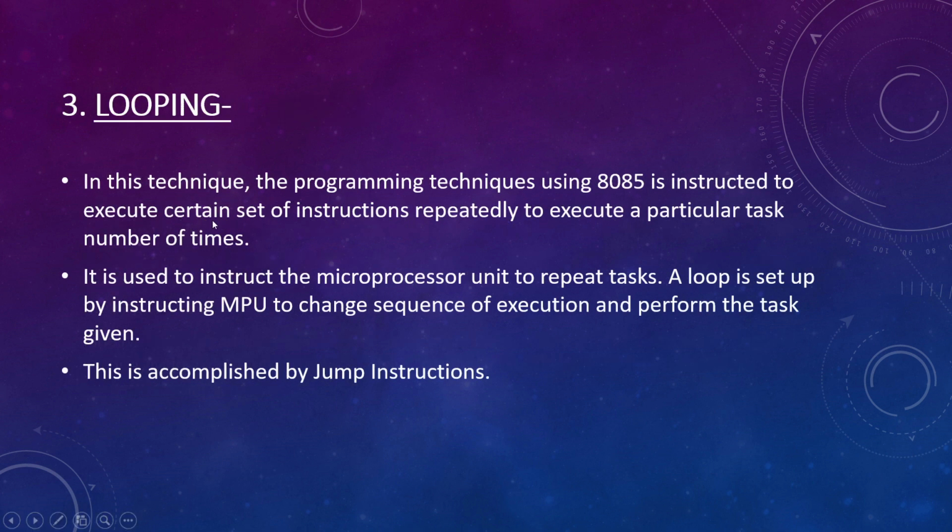Now we will talk about the third programming method in microprocessor, which is looping. In looping, the 8085 is instructed to execute a certain set of instructions repeatedly to perform a particular task a number of times. It is used to instruct the microprocessor unit to repeat tasks. A loop is set up by instructing the MPU, the microprocessor unit, to change the sequence of execution and perform the given task. This is accomplished by jump instructions.